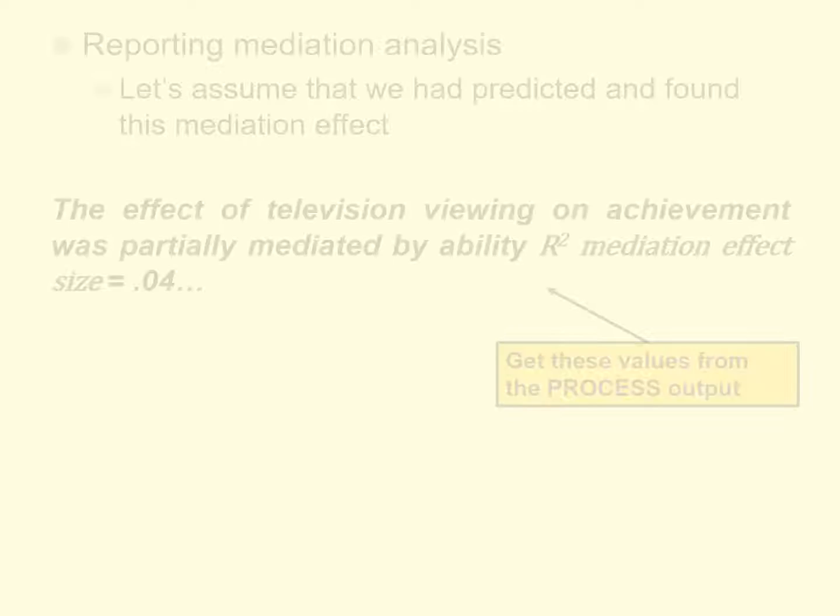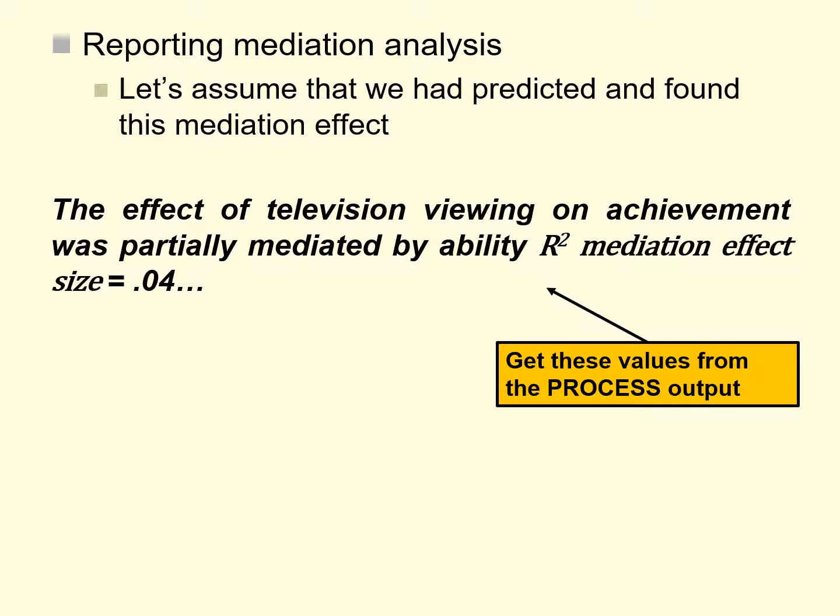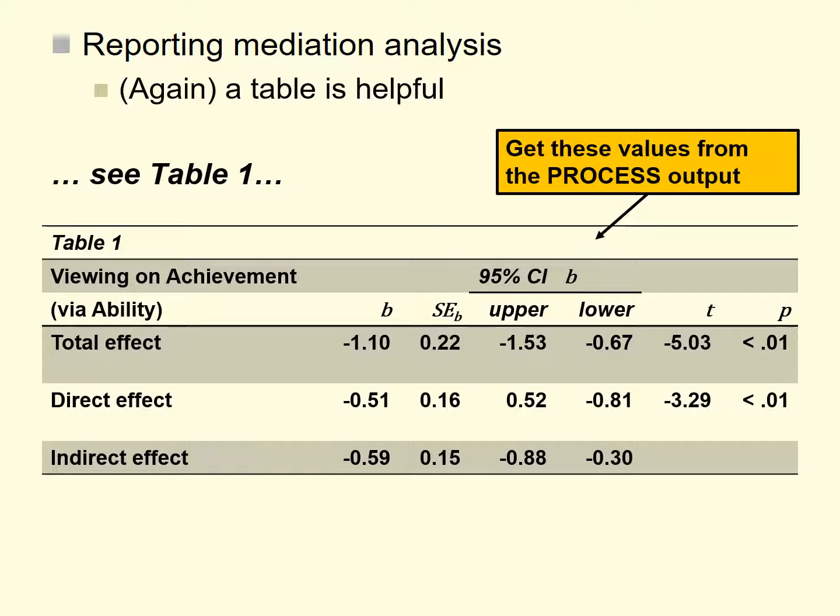So just to finish up, let's talk briefly about how you might report mediation analyses. Assuming that you'd predicted this effect and you'd found it, you might say something like, the effect of television viewing on achievement was partially mediated by ability. The mediation effect size was such and such. You could report a table describing the total, direct, and indirect effects to give your reader a sense of the relative size of the indirect effect versus the direct effect, and so on.